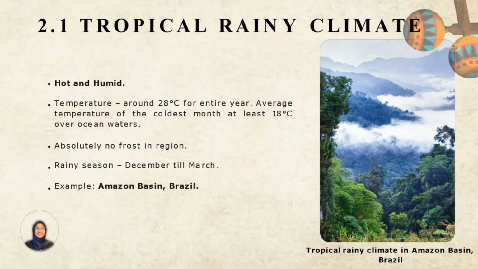Tropical rainy climate is hot and humid, with temperatures around 28 degrees Celsius for the entire year. The average temperature of the coldest month is at least 18 degrees Celsius over ocean waters. Absolutely no frost in the region. The rainy season is December until March, for example at the Amazon Basin, Brazil.